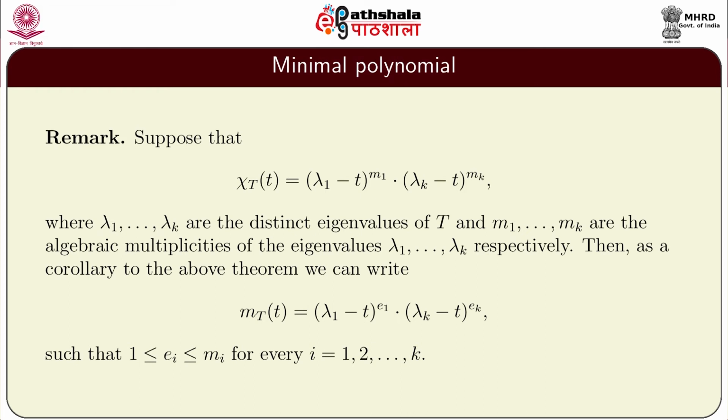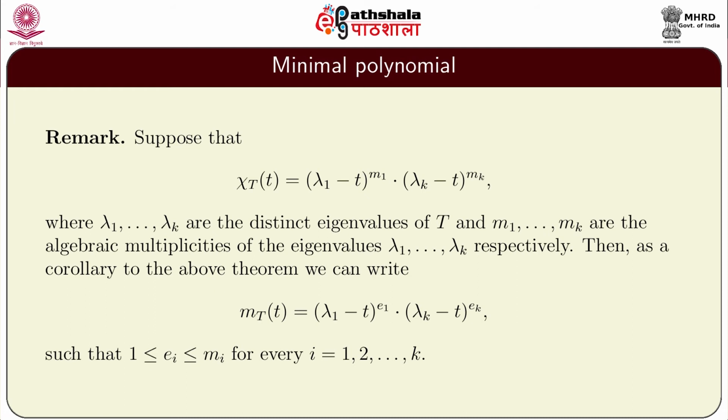Then, as a corollary to the above theorem, we can write that the minimal polynomial m_T of t is given by the factorization (lambda 1 minus t) raised to e1 and so on up to (lambda k minus t) raised to e k, with the property that the integers e i are positive and they are less than or equal to m i for every i from 1 to k.